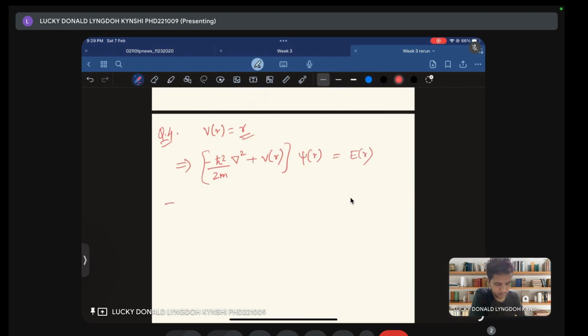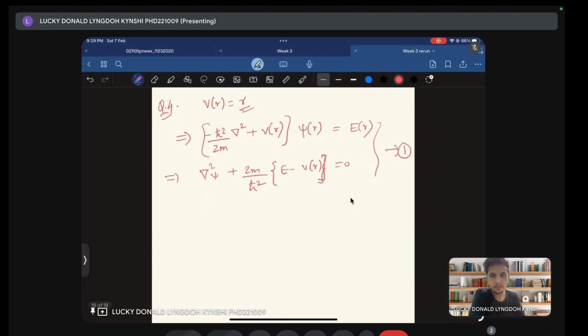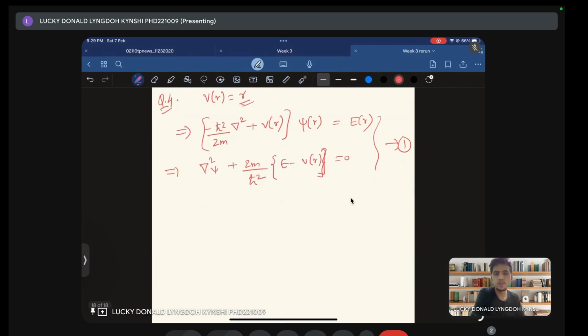Okay, or I will say del square psi plus twice m divided by h cross square (E minus V of r) equal to 0. Okay, now again, if you want to solve this Schrodinger equation, you have to know what is the potential V of r, and you also have to solve what is del square. This is slightly much more lengthy.